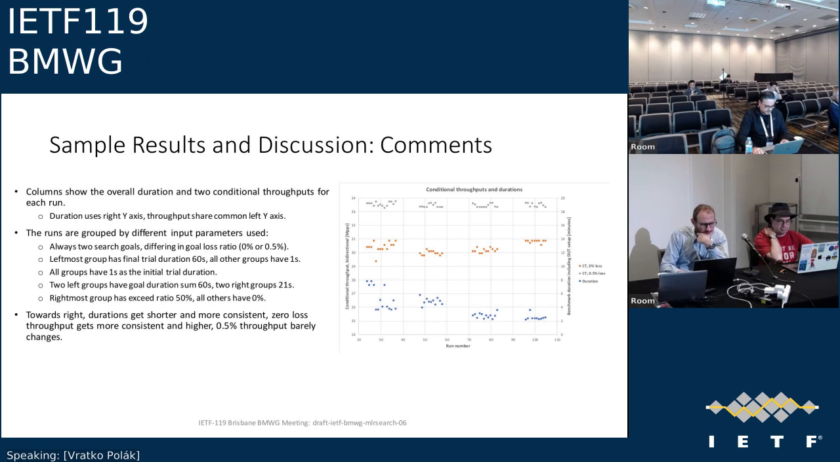Okay, this is the important slide that tells about what is going on in that graph. The most important thing are the blue dots, because those are durations of the search. There are 4 groups of measurements, each one at least 10 runs, and you see that the more right you go, the lower the duration is, and also the standard deviation of those durations is lower, which is better.